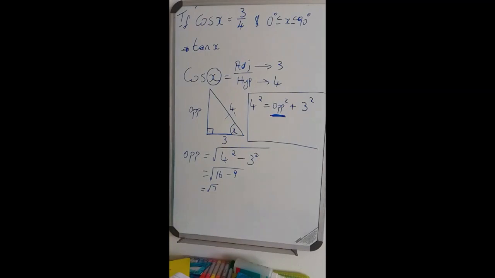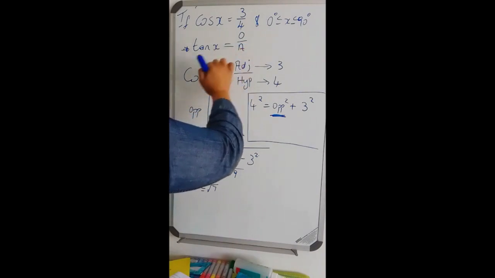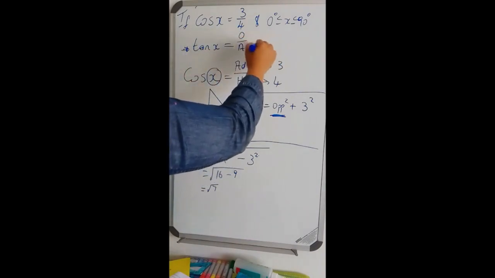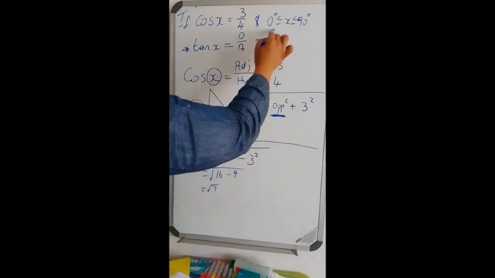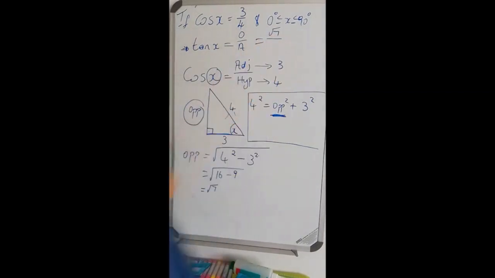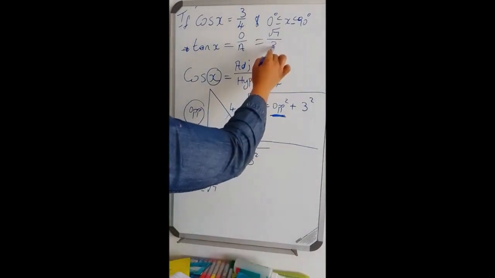All right, so now we have the opposite side, we have the adjacent side, and we have the hypotenuse side. What would then be the tangent of x? The tangent of x, we know, is the opposite side over the adjacent side. So the opposite, we just found it to be the square root of 7, and then we know the adjacent side, which was given, is 3.